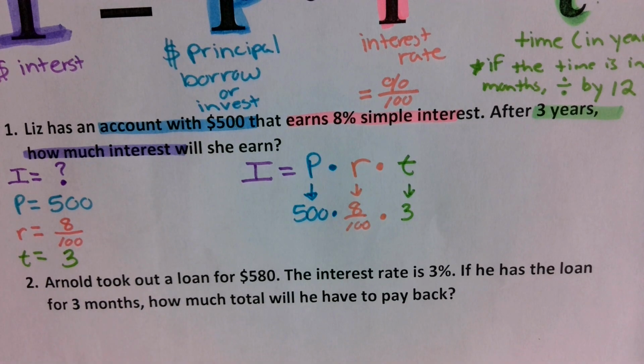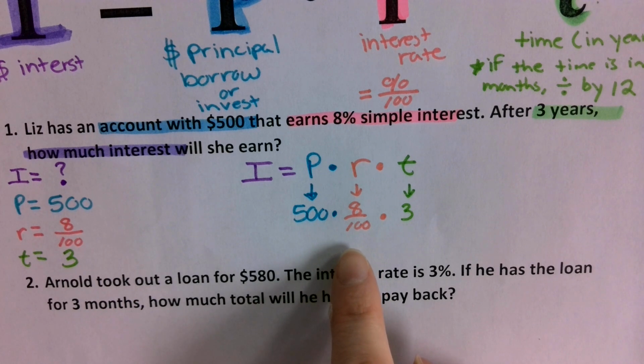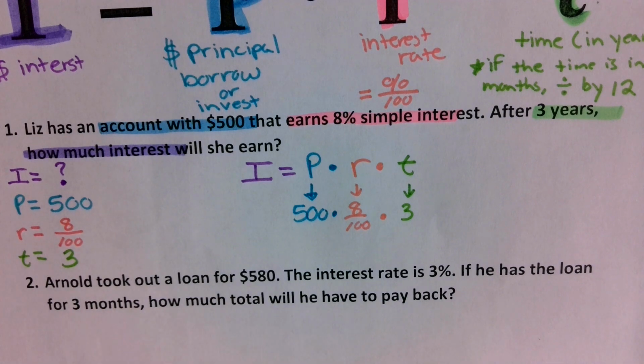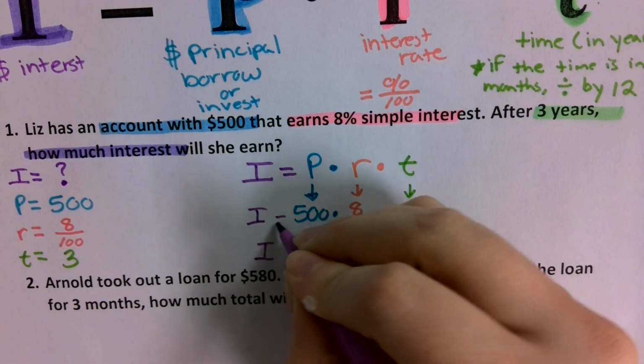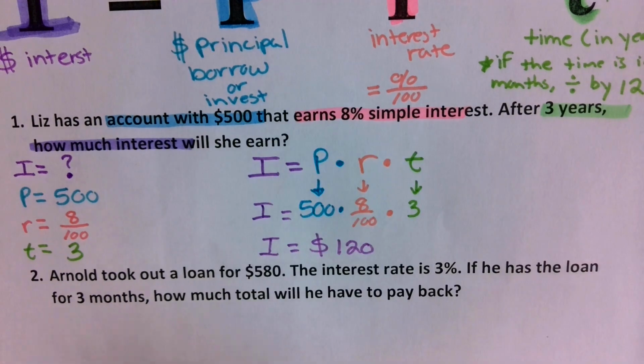So you just take your calculator and you multiply. You're going to do 500 times 8 over 100. That's going to come out to 40. Then you're going to do 40 times 3, and that comes out to 120. So that's your interest. Your interest is $120. And that's all that they were asking. They just wanted the interest.